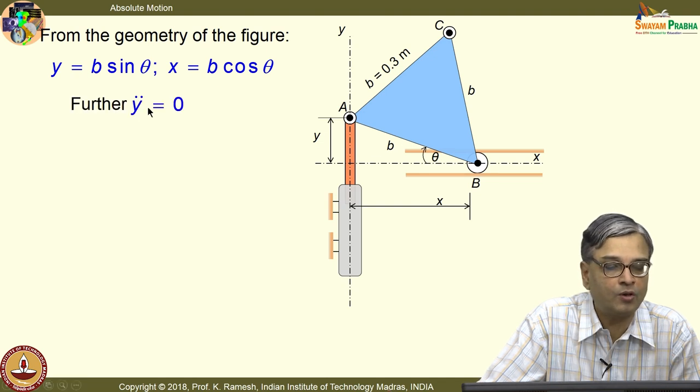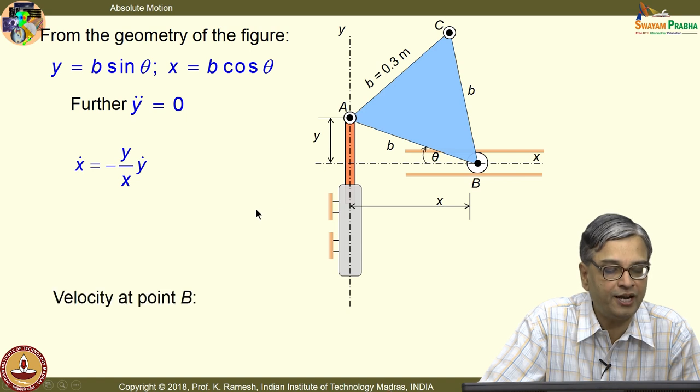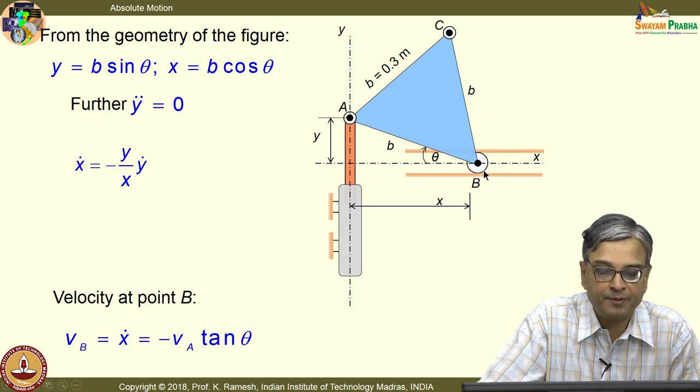We also know y equals b sin theta and x equals b cos theta. And as I said, the problem statement says y double dot equals 0. This is moving at a constant velocity upwards, and we have this interrelationship. That helps me to find out the velocity of point B. VB is nothing but, when I apply this expression and use this, I get minus VA tan theta. And we are asked to find this at theta equal to 30 degrees.